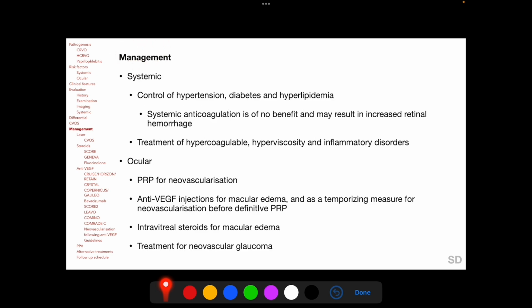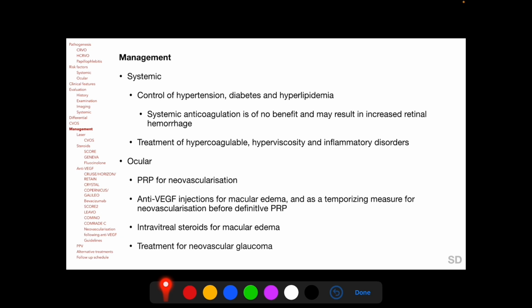Management of CRVO involves systemic intervention and ocular intervention. Systemic intervention includes control of hypertension, diabetes, and hyperlipidemia if present, and in this group of patients, systemic anticoagulation has been found to be of no benefit and may actually result in increased retinal hemorrhage. But if the patient is found to be having hypercoagulable, hyperviscosity, and inflammatory disorders, treatment of these disorders is indicated, and treatment of these disorders may actually result in reversal of the progression of CRVO.